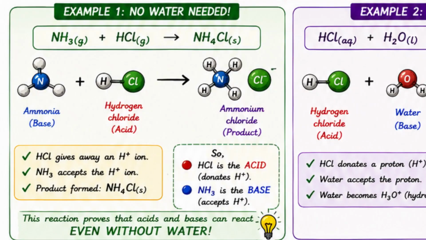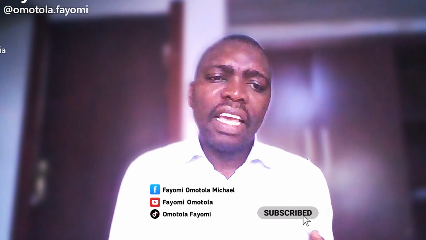Instantly, ammonia becomes NH4 plus, ammonium. Chlorine becomes chloride, Cl minus. The ions combine, forming ammonium chloride. So now answer this: who donates the proton? Hydrogen chloride. Therefore, HCl, which is hydrogen chloride, is the acid. Who accepted the proton? Ammonia. Therefore, NH3, which is ammonia, is the base.